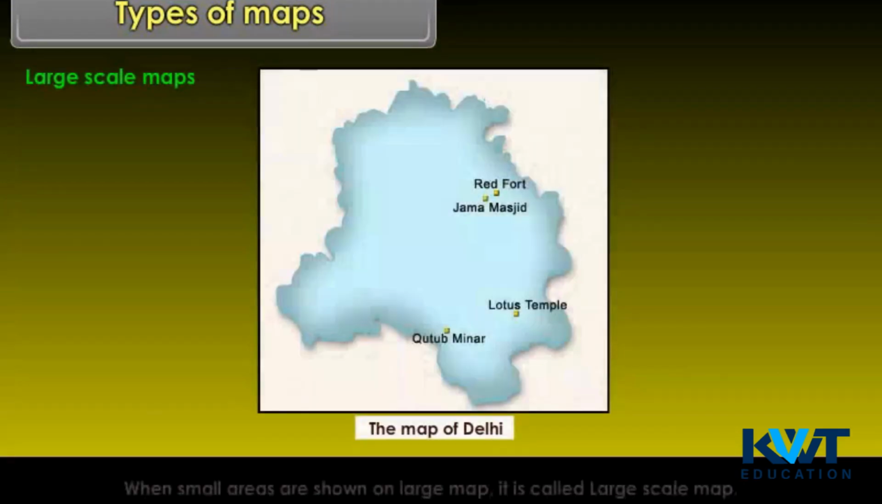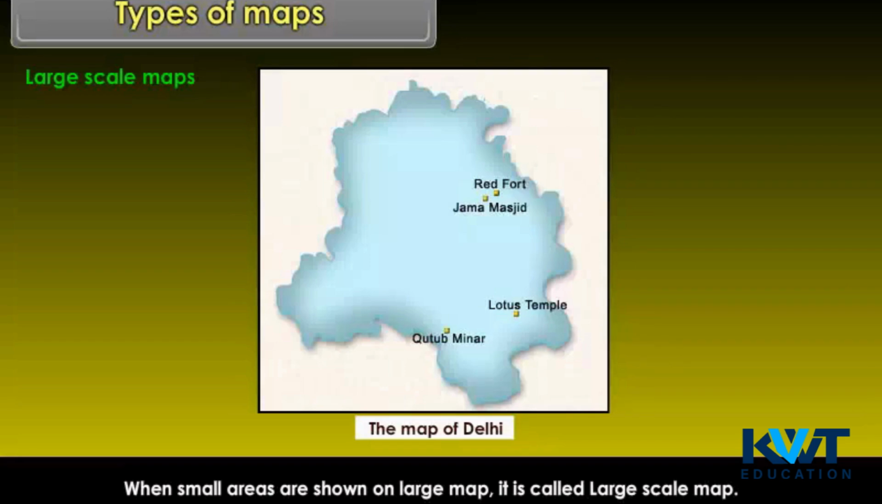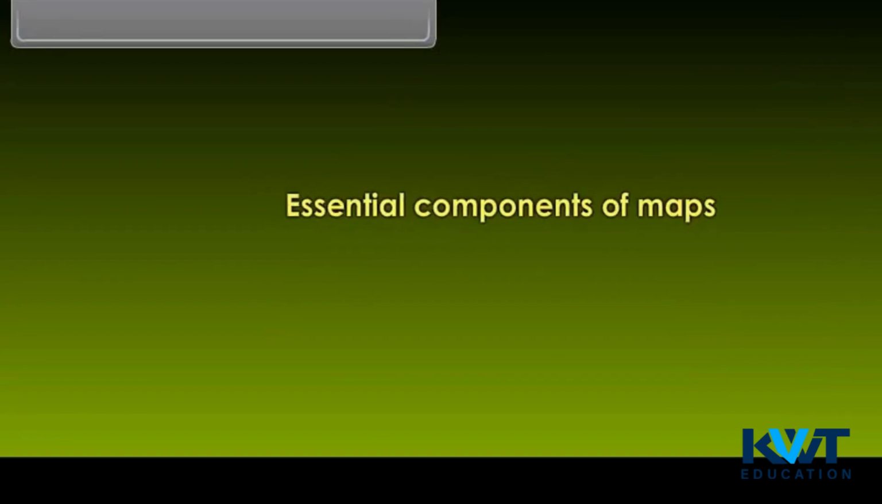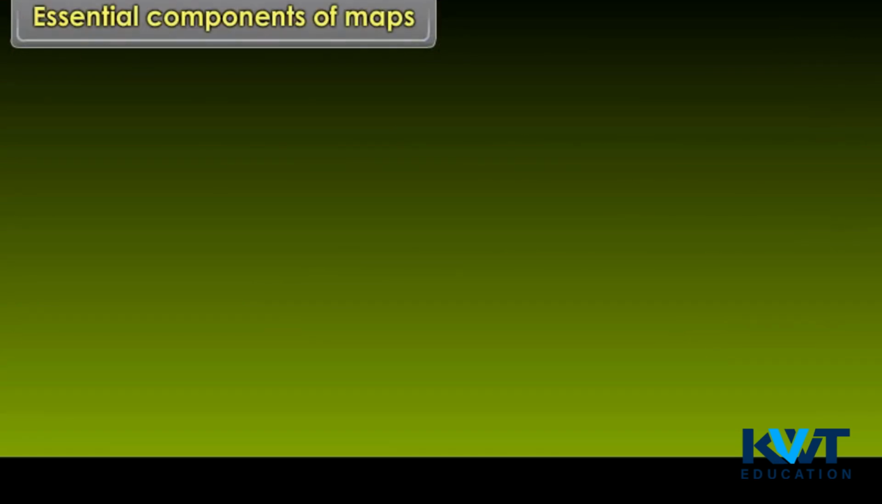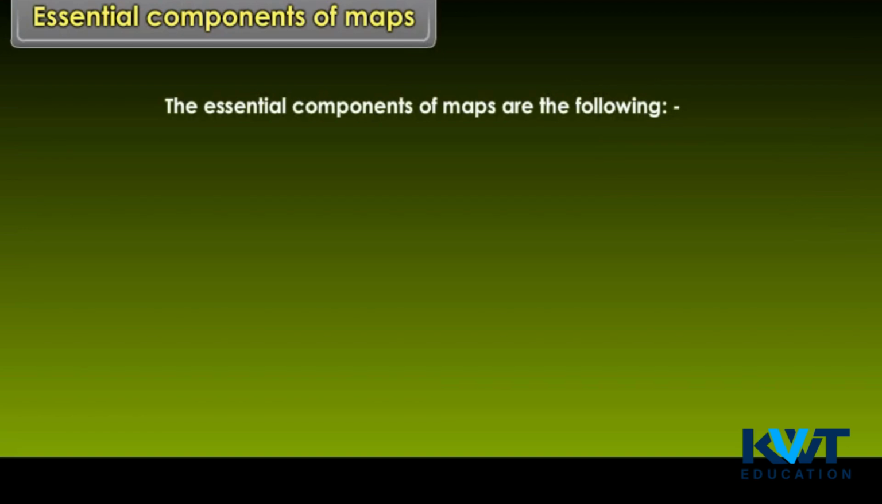Large-scale maps. When small areas are shown on a large map, it is called large-scale map. These maps give detailed information. The map of Delhi, shown on a large sheet of paper, is a large-scale map.